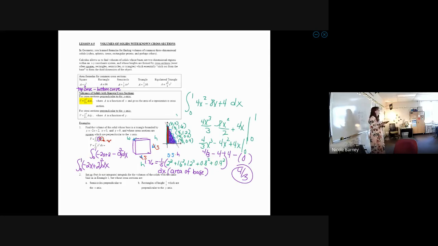Sometimes they'll say it's an isosceles right triangle, and isosceles means the base and the height are the same, right? So if you had an isosceles right triangle, the base and the height would be the same. Sometimes they'll put the hypotenuse on the base.